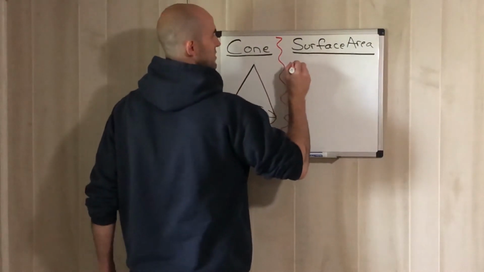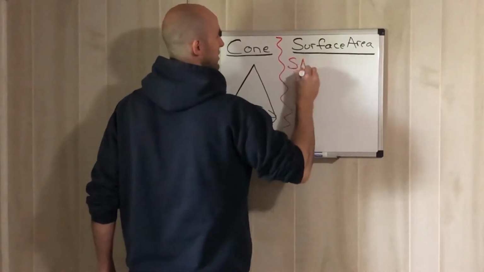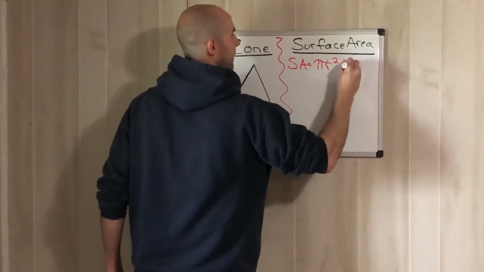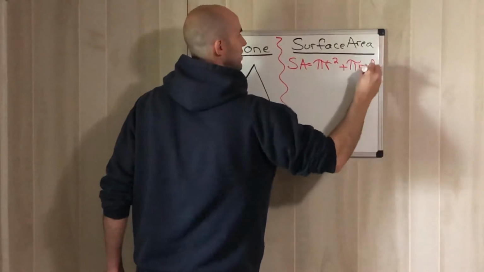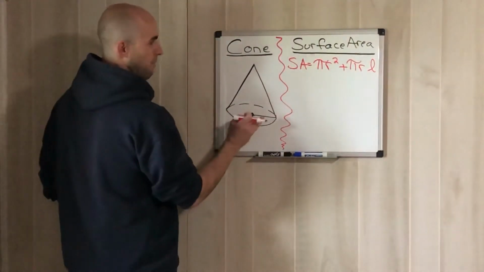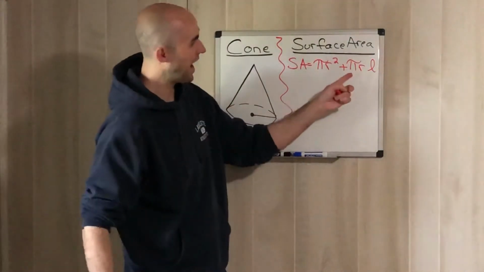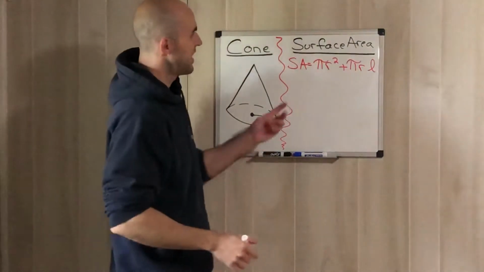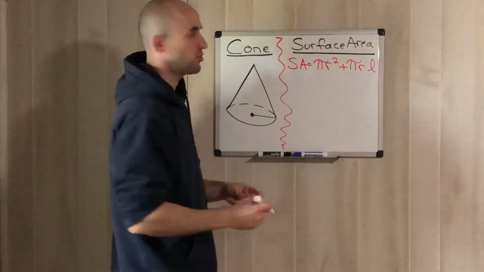So for surface area, we know that the formula is going to be pi r squared plus pi rl. And again, the pi r squared represents how much area is on the circle, and the pi rl represents how much area is actually going around the cone. And we add them up because we want to find the total surface area.